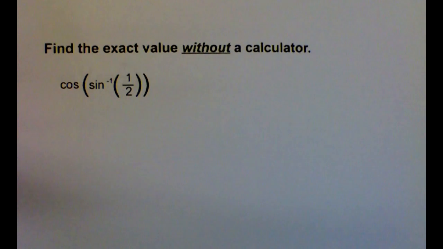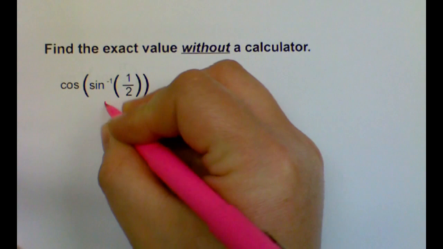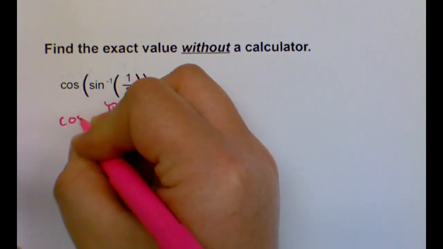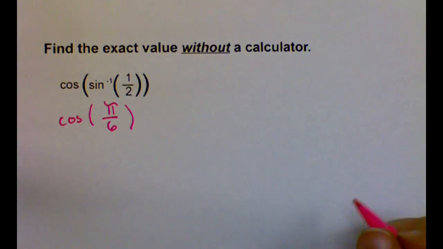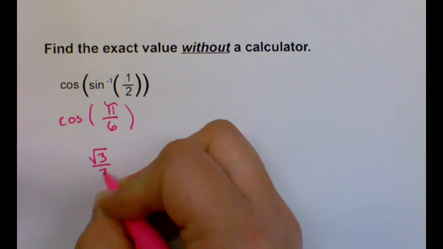All right, exact values without a calculator. Sine inverse of 1/2. Well, that's going to be in the first quadrant. What angle has a sine of a half? That's pi over 6. And now I want the cosine of pi over 6, which is square root 3 over 2.